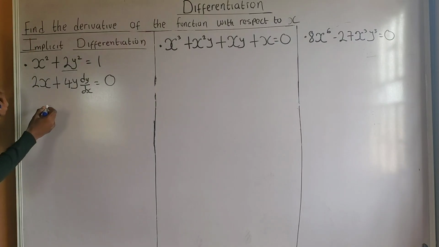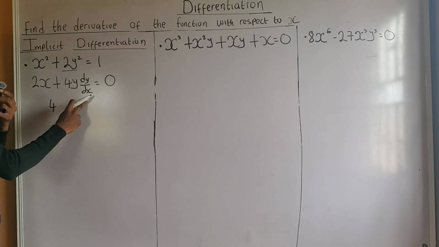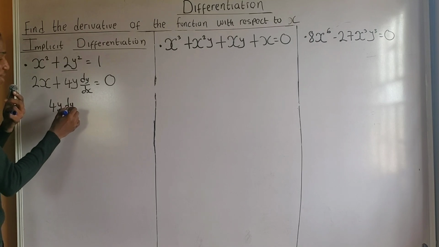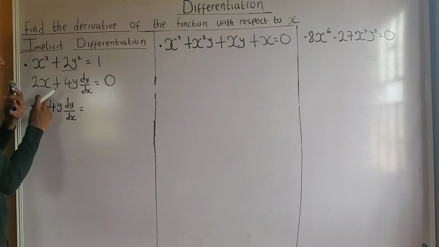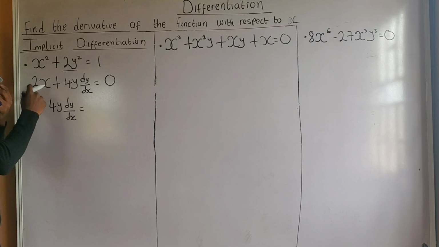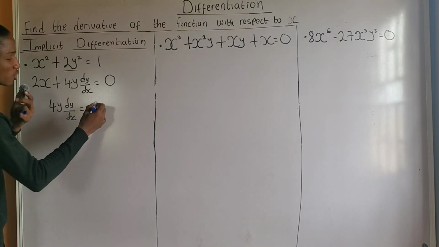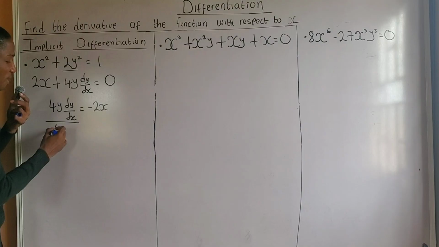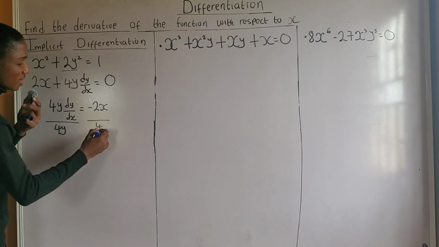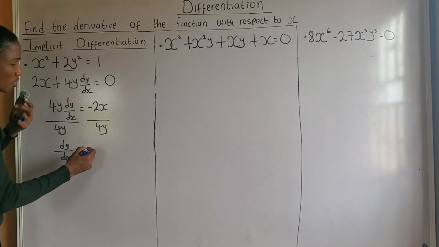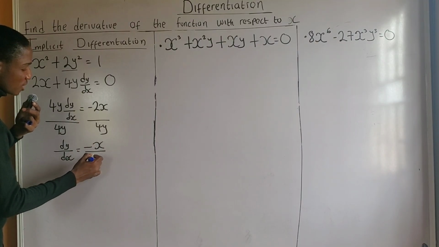Okay. The next step is that you have to make dy/dx the subject of the formula. So I'm going to have 4y dy/dx is equal to, now, this 2x, you move it to the right hand side of the equation. You're going to have minus 2x. Divide both sides by 4y. This over 4y and this over 4y. dy/dx will be equal to negative x over 2y.